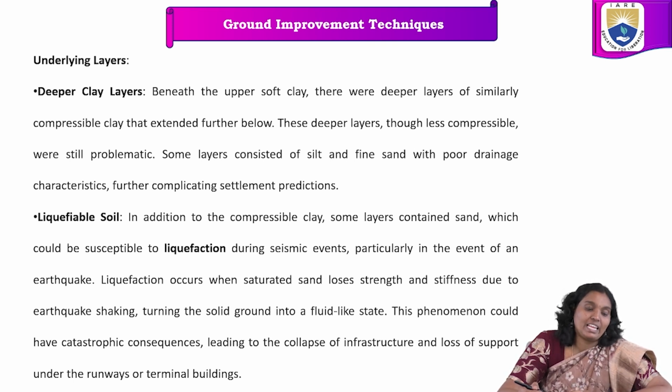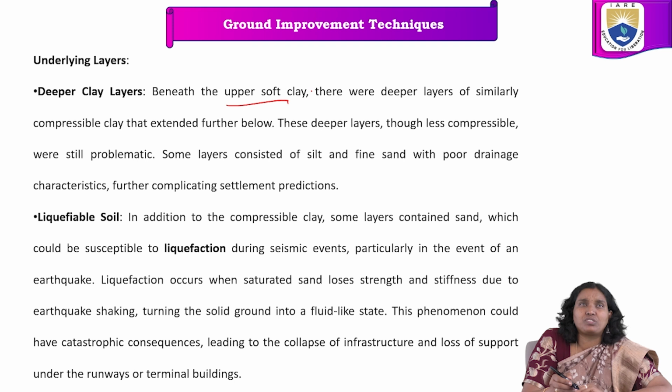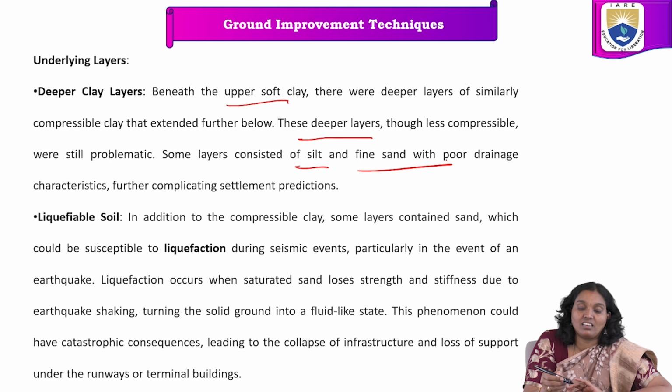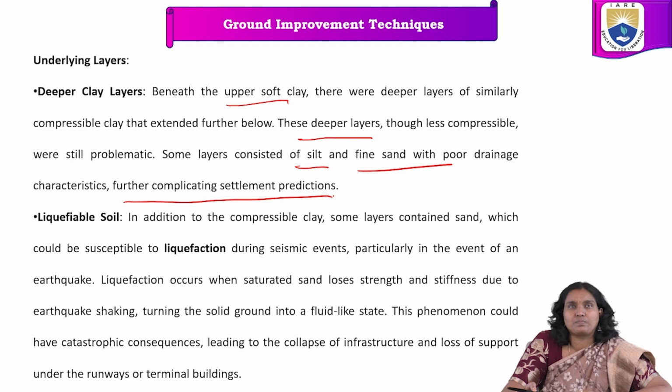So in underlying layers, the deep clay layers: under the upper soft clay, there were deeper layers of similarly compressible clay that extended further below. These deep layers, though less compressible, were still problematic. Some layers consist of silt and fine sand with poor drainage characteristics, further complicating the settlement predictions.